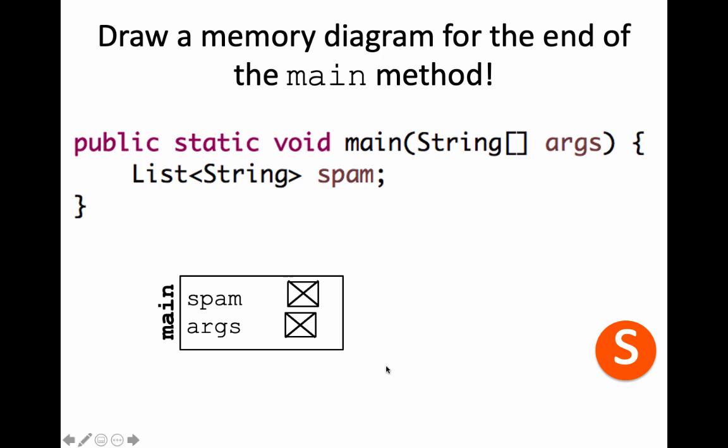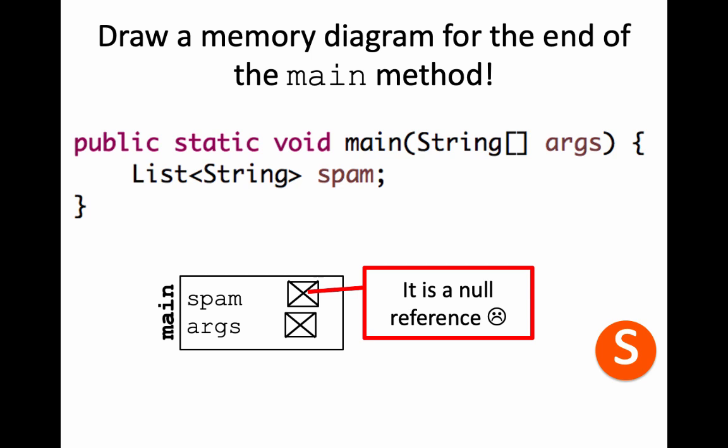And as a note, I'm going to draw args as null because we're going to ignore it, even though it's really a 0 length string array. So the big thing here is that spam was a null reference. That is not a legit way to represent an empty list. That's just a reference that hasn't been set and not an empty list.